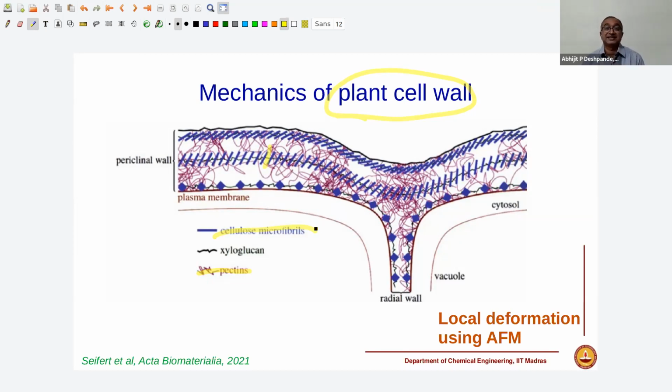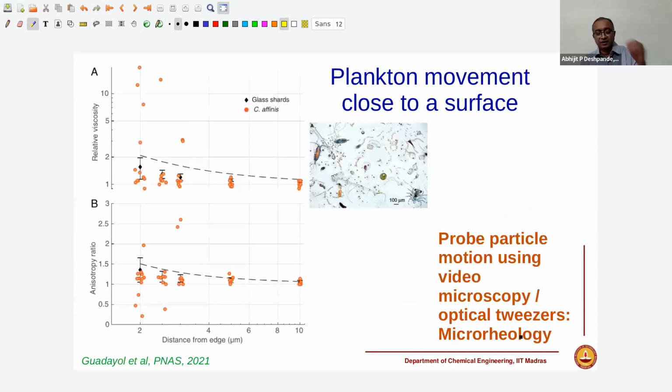By bulk, I would mean, let's say, that we can make a film of these which is 1 millimeter. But of course, given the micron size of the plant cell wall and the dimension of the macromolecules and the microfibrils, it's important to look at the mechanical response at small scale. So in this particular work, for example, local deformation using AFM was used. This has become quite a common technique in the last 10 years or so to look at the small scale mechanical response of many of these materials.